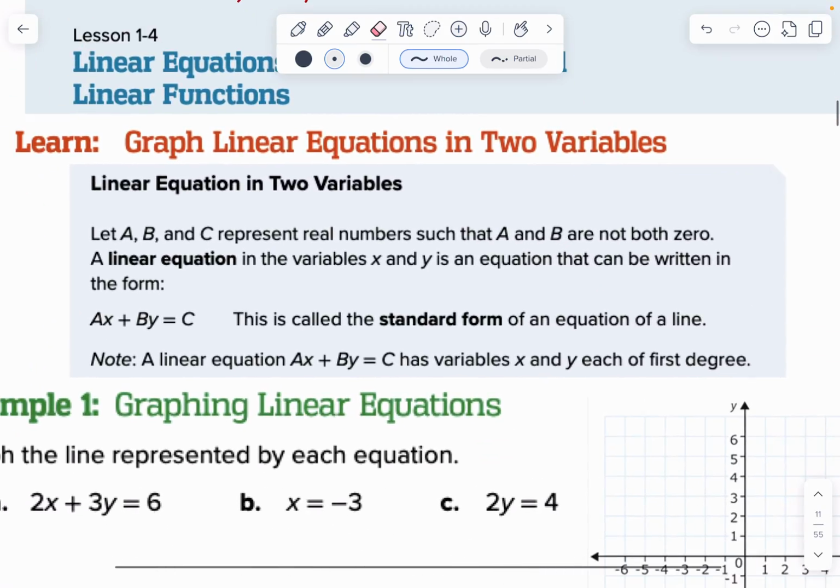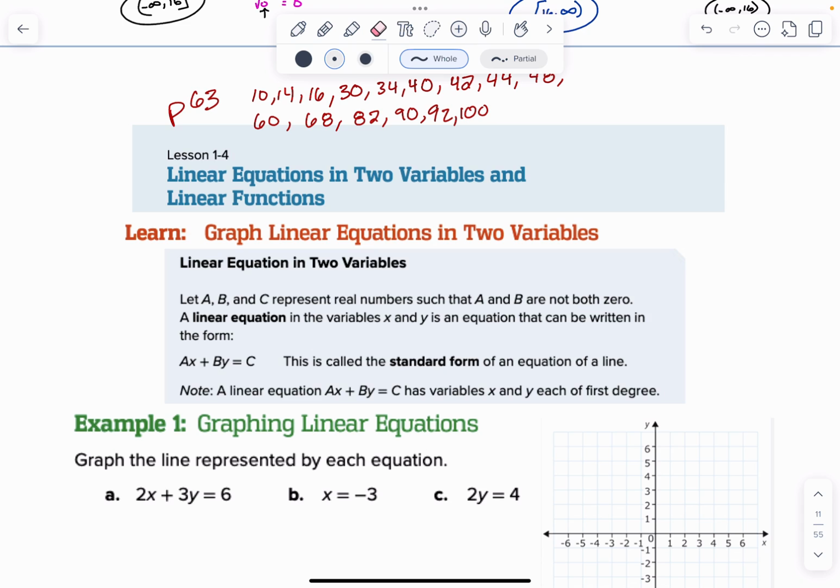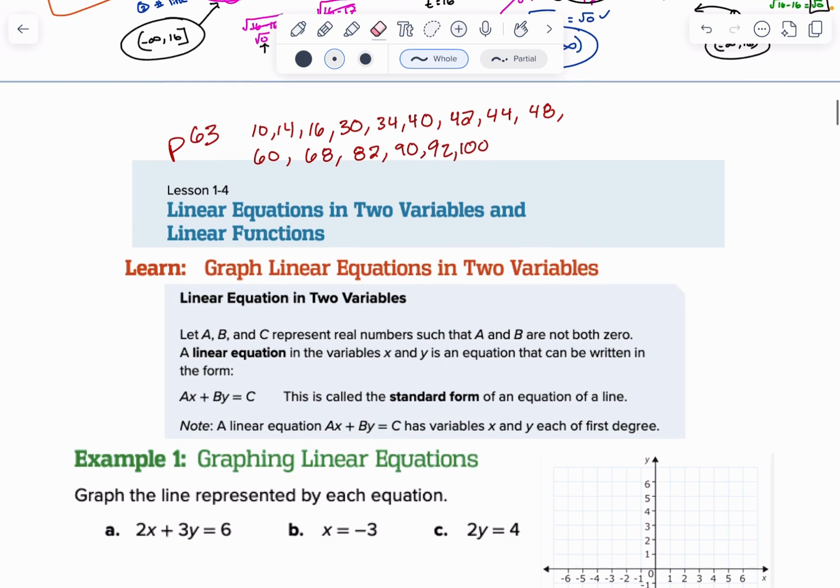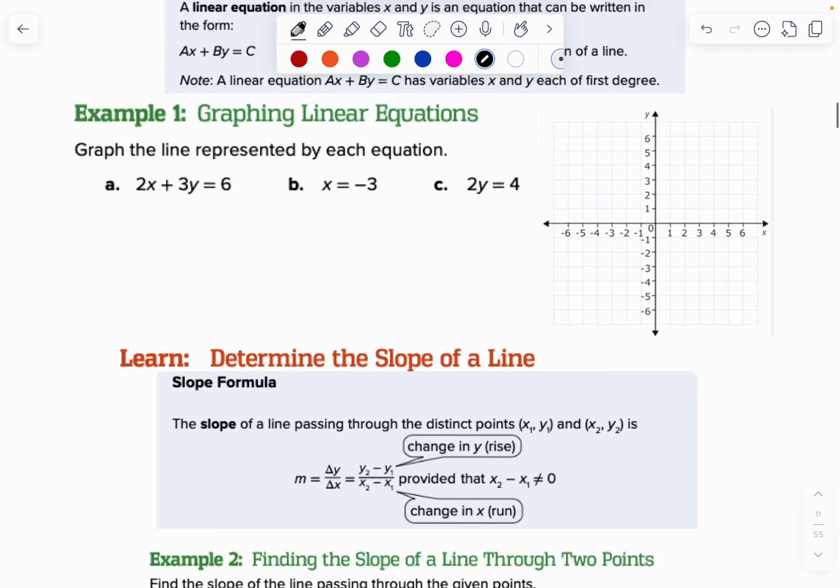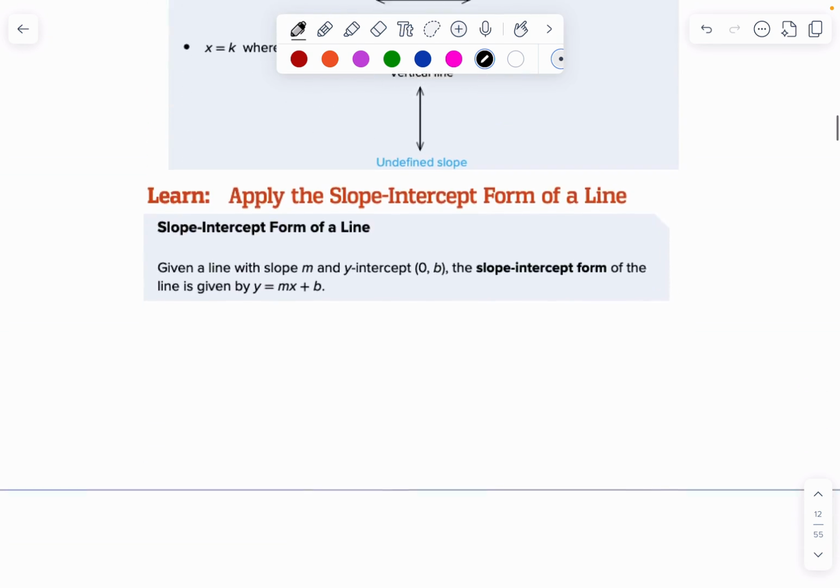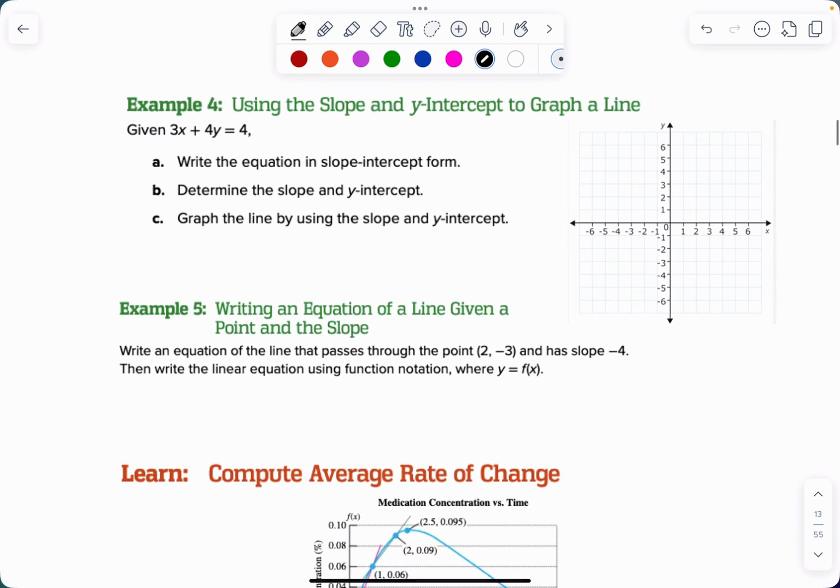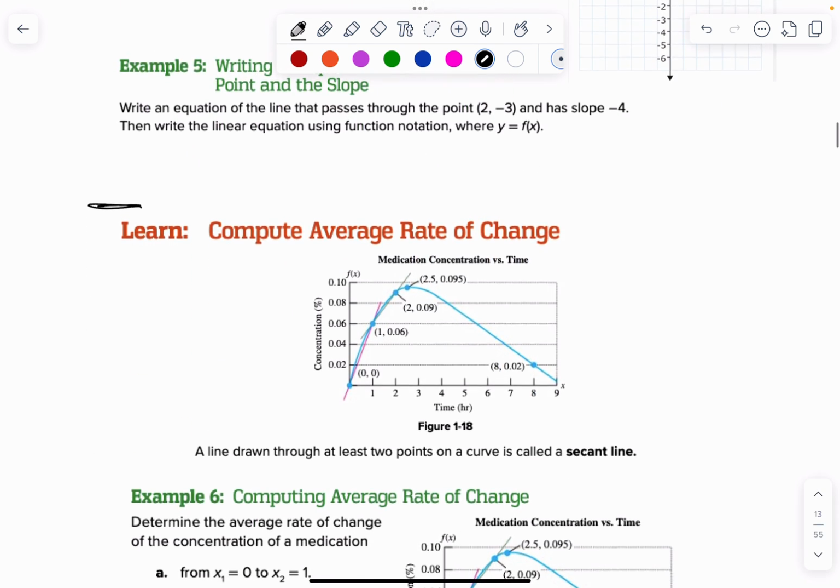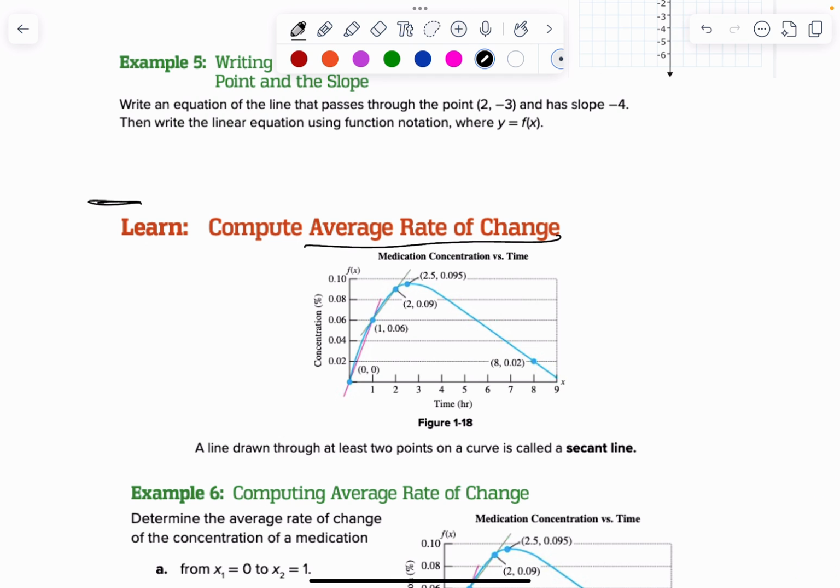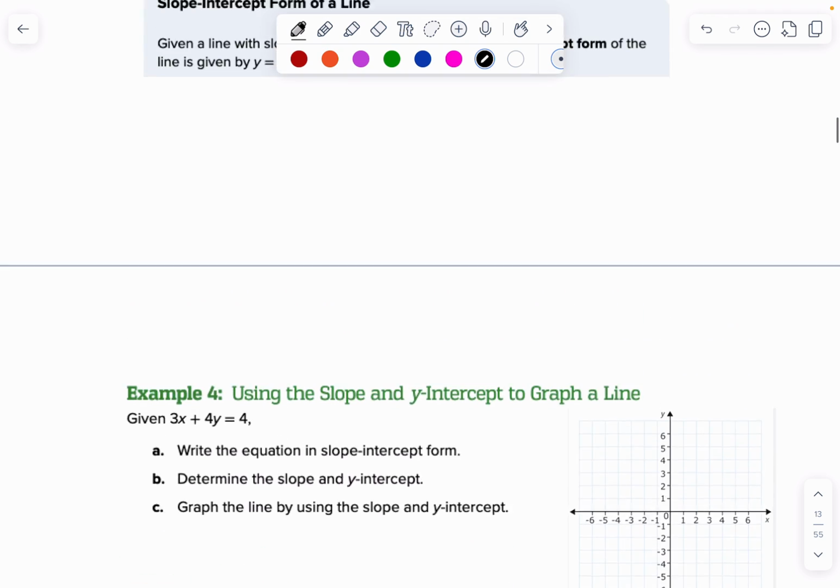I feel like chapter 1 is still kind of chapter R, really, honestly. Chapter 1 has been very much a review as well. But we're in 1.4. We're talking about linear equations and linear functions. And so, I don't know, we'll get through. I think I'm going to try to get to past example 5. Then we'll talk about average rate of change or slope and stuff after that, like Monday or whatever. But we're going to try to get through example 5.